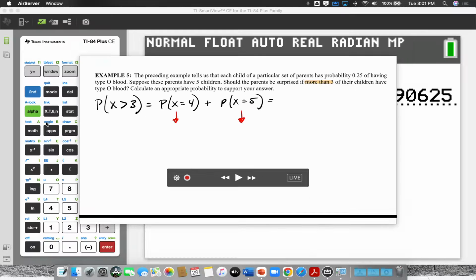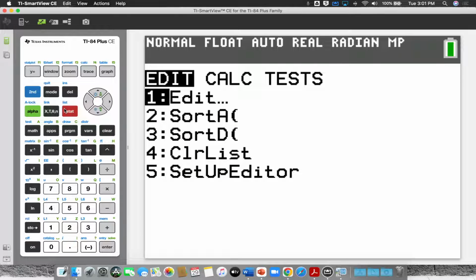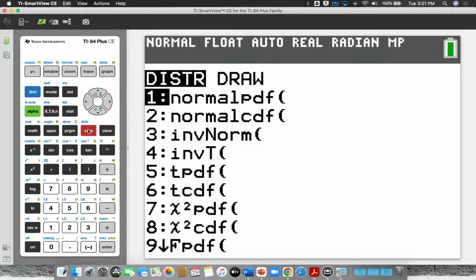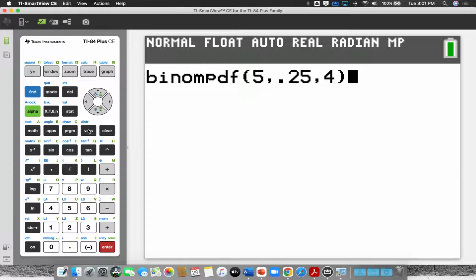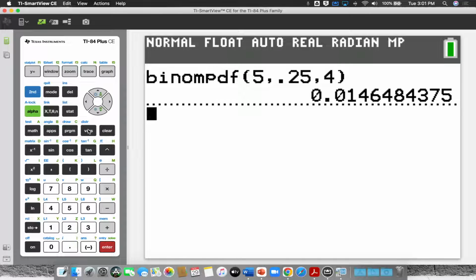So let me get the calculator back out. I'm doing a PDF for 4. n is the fixed number, that's still 5. The probability of success is still 0.23. The x value is not going to be 3 now, it's going to be 4 this time. N, comma, P, comma, K. N is the fixed number, P is the probability of success, K is the number you're looking for. Hit enter. I'm going to write that down: 0.015. Now I'm going to do that again, but instead of k being 4, k is going to be 5.